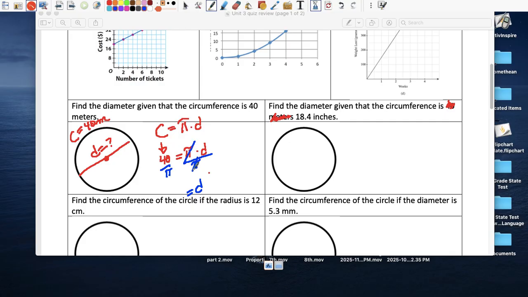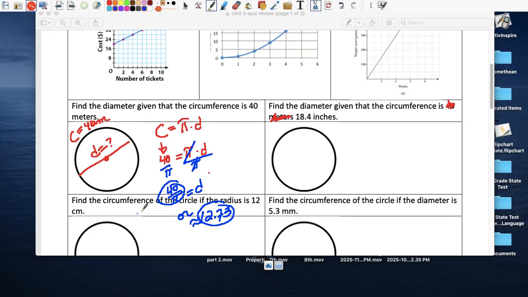So pi divided by pi is 1, and 1 times diameter is diameter. So on the other side, you can leave your answer like this. What's the diameter? 40 over pi. Or, most likely your multiple choice answers are going to be like this. Or, if you take the calculator and divide 40 by pi, you're going to get a numerical answer. It's going to be 12.73 rounded. So you got two answers, 40 over pi or 12.73.